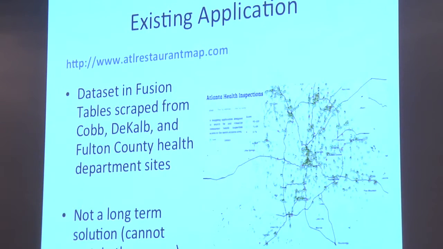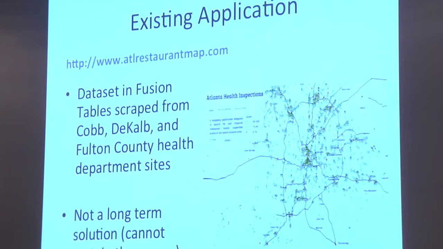Existing application. So I found out about this event a couple weeks ago. And about a month ago, I had put out a web map application that I created because I was like, man, this is a problem in Atlanta. And I scraped about 7,000 records off Cobb, DeKalb, and Fulton's websites, and just created this map here. It allows users to click on it and see the score.